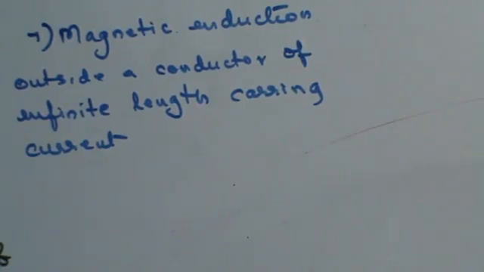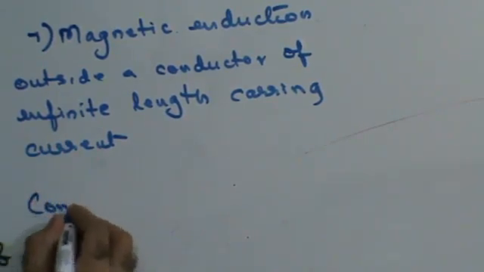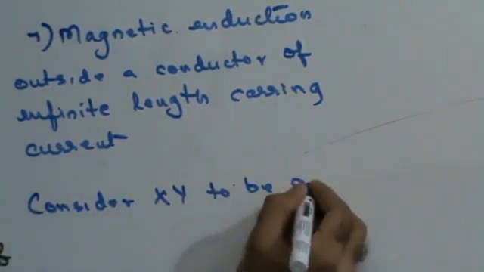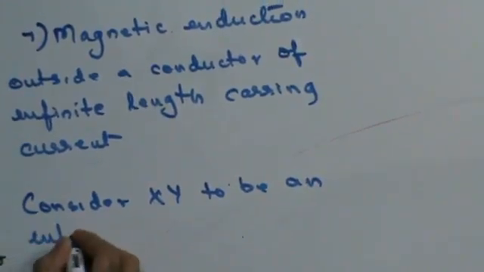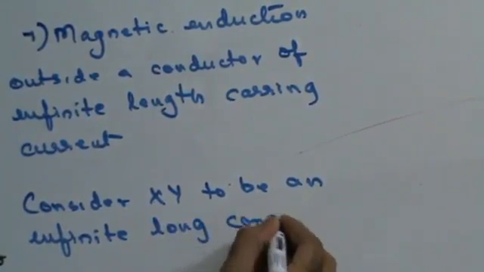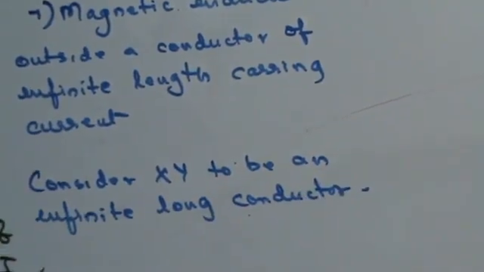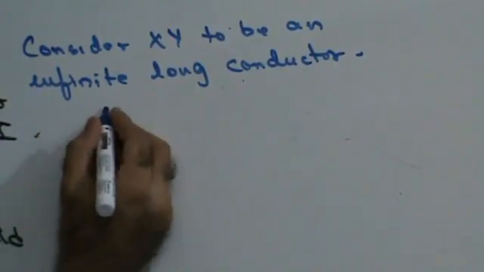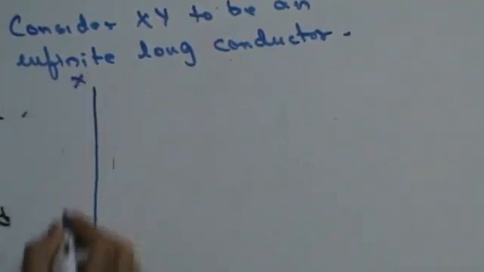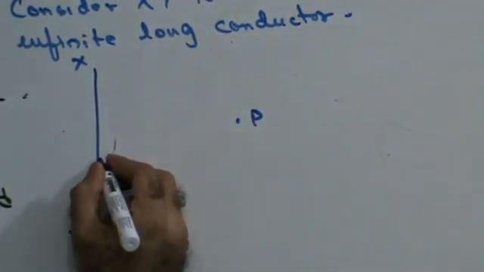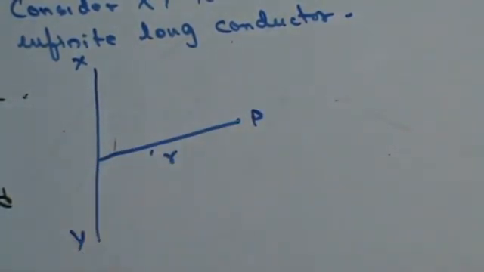Now let us consider xy to be an infinite long conductor, right? Now let's assume that P is a point at a distance of r from the conductor. You have this long conductor. You consider xy to be a long conductor. Consider P as a point at a distance of r from the conductor, right?